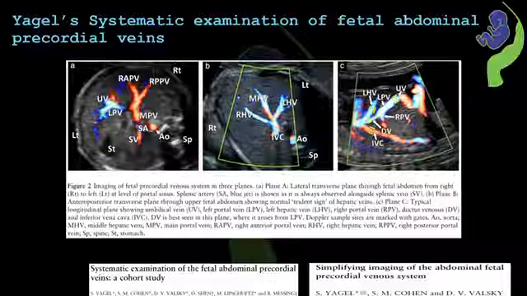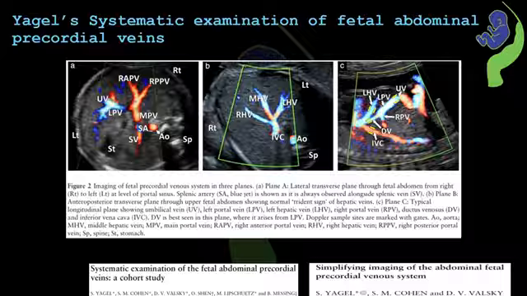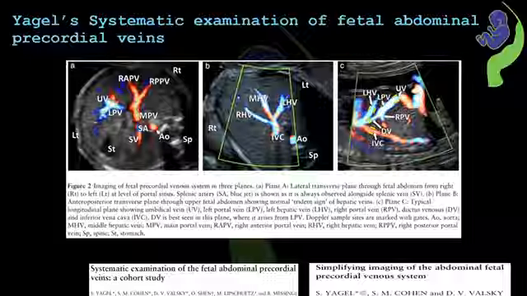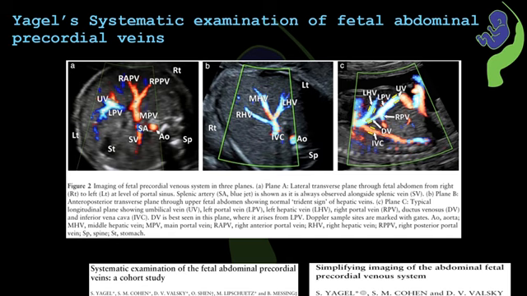Coming to plane B, it is an anteroposterior, again transverse plane, but through the upper abdomen, demonstrating the classical trident sign of the hepatic veins. So this is the optimal plane for visualizing the three hepatic veins as they converge towards the subdiaphragmatic vestibulum.